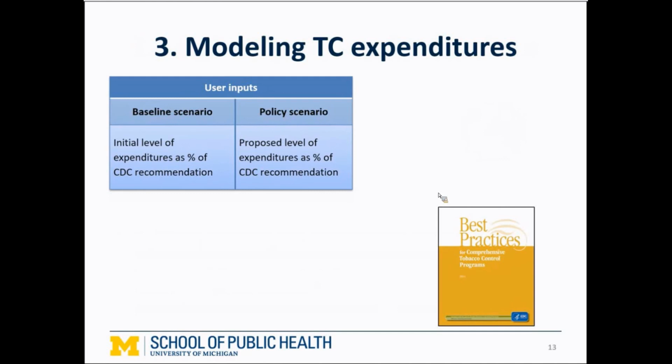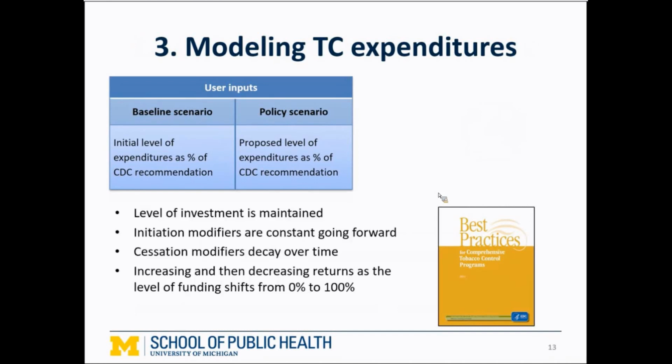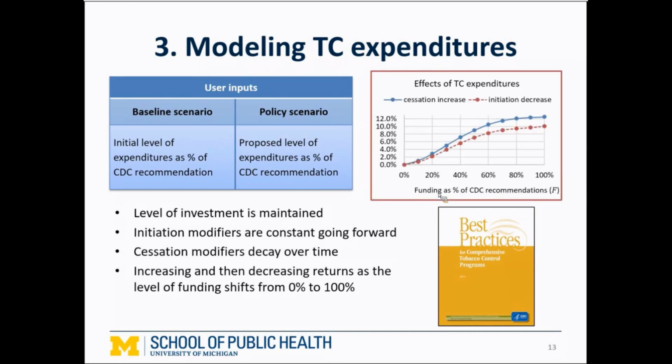We also assume increasing and then decreasing returns on that investment as the level of funding goes from 0% of CDC recommendations all the way up to 100%. So the shape of this curve starts out slow, gets steeper, and then flattens out at the top. That shape has been used in a previous model evaluating the effects of media campaigns on smoking, and mass media campaigns we know are a major component of state tobacco control programs.